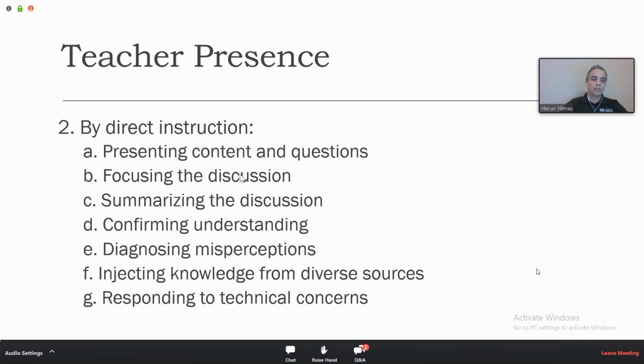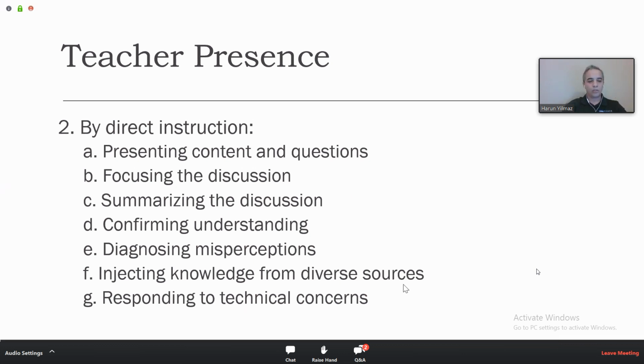Also, another approach is going to be direct instruction. You may want to use some kind of direct instruction. You may provide a lecture to your students, which is going to be direct instruction. And you need to be careful presenting content and questions, focusing on the discussion, summarizing the discussion, confirming understanding of what your students are supposed to understand. If they have some misunderstanding, you may need to correct them or provide more guidance. And diagnose misperception and respond to the technical concerns.